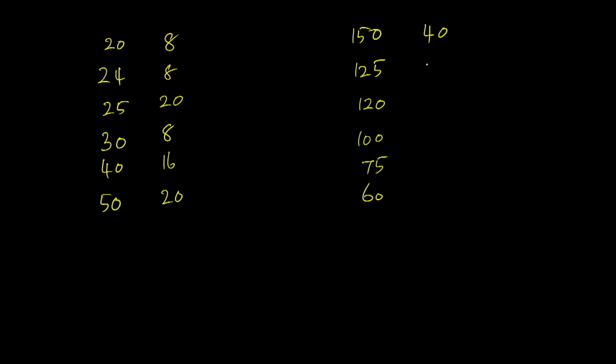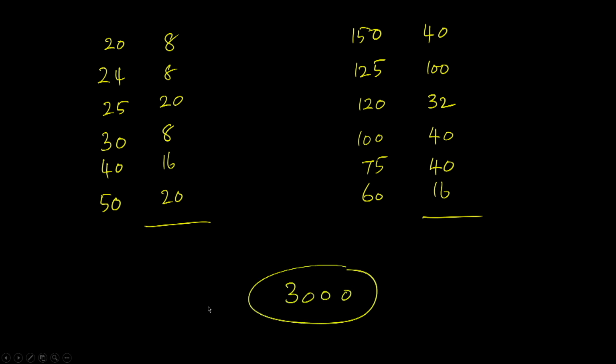For 150 it is 40, for 125 it is 100, for 120 it is 32, for 100 it is 40, for 75 it is 40 again, for 60 it is 16. So, these are the phi values. If you add up all the phi values together, you find that the sum comes to 3000 again, which is what n is.